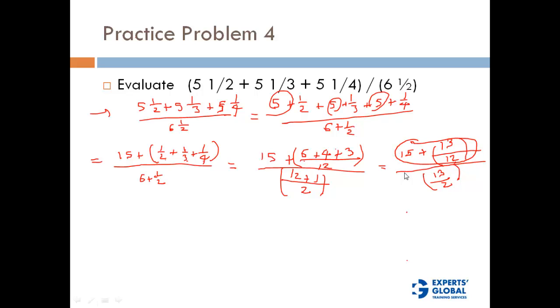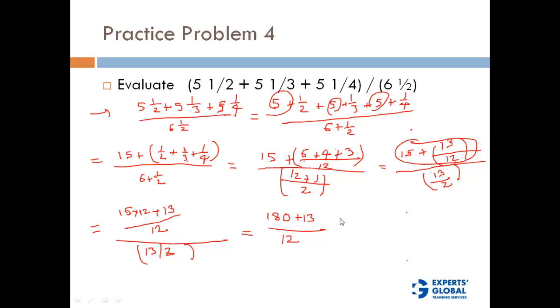For which we will try to get the denominator as 12 again. So what is 15? With a denominator of 12, what can 15 be written as? 15 can be written as 15 into 12 divided by 12. Right? So the numerator becomes 15 into 12 plus 13 by 12, divided by 13 by 2. Correct? What is 15 into 12? It is 180. So this is 180 plus 13 divided by 12, and this is being divided by another fraction.